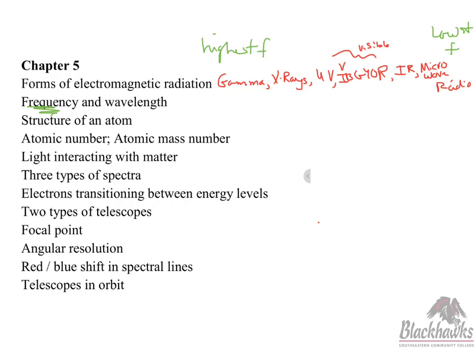The next one says frequency and wavelength, and I put in green the frequency with regard to gamma rays. That's the highest frequency, and it's also the shortest wavelength. So gamma rays: highest frequency, shortest wavelength. You can picture that figure from the textbook. And when you get clear down to radio waves, that last cousin, it's got the lowest frequency and the longest wavelength.